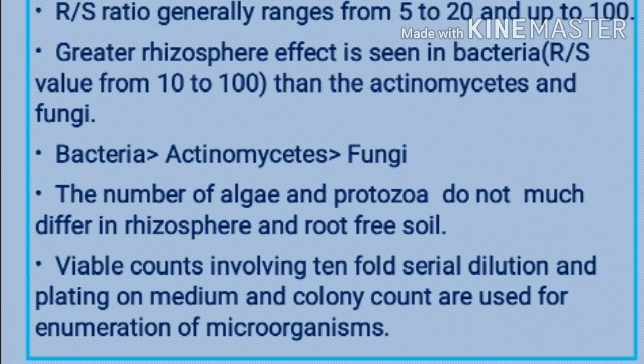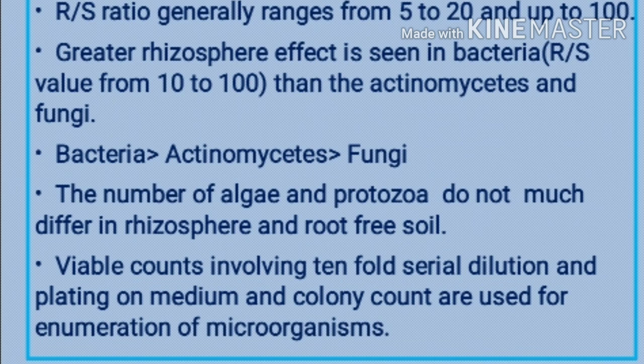The R by S ratio for bacteria is generally 10 to 100, 10 or 20 or more than that, up to 100. For actinomycetes and fungi also, the rhizosphere effect is seen. The ratios will be around 10 or 20, but the greater rhizosphere effect is seen in case of bacteria compared to actinomycetes and fungi.